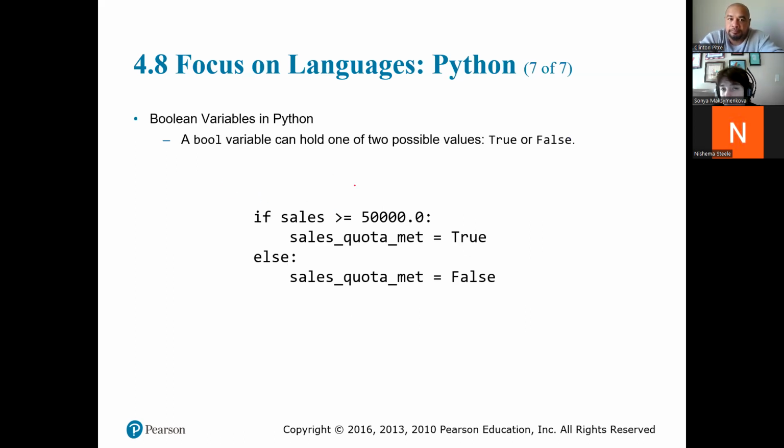Boolean variables, same idea. Remember that we don't have to declare the type of our variable in Python. So all you do is put the name and set it to whatever value you want it to have, true or false.